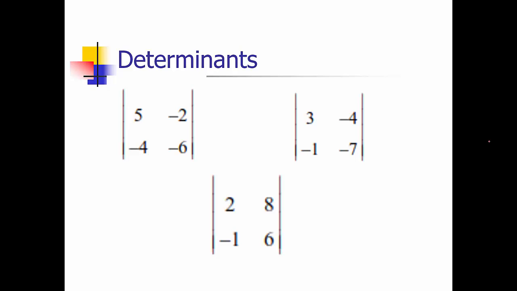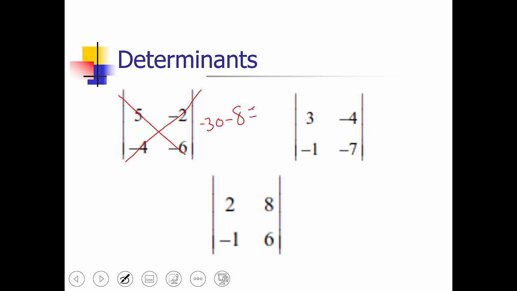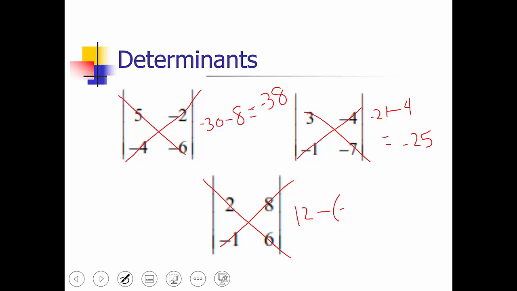So let's calculate the value of the determinant. Here we go. We go this times this, negative 30, minus this times this, which is 8. So negative 30 minus 8 is negative 38. Let's do this one. 3 times negative 7 is negative 21, minus negative 4 times negative 1, which is 4. So negative 21 minus 4 will be negative 25. Let's do one more example to make sure we've got it. Draw an X. 2 times 6 is 12, minus 8 times negative 1, which is negative 8. So that's really 12 plus 8, which gives us 20.